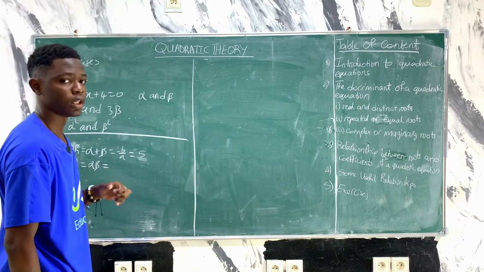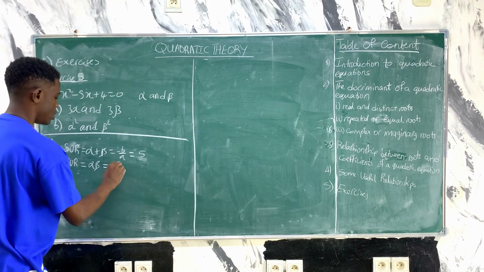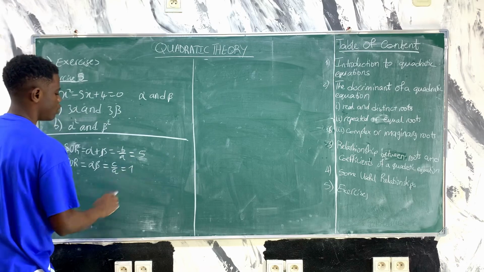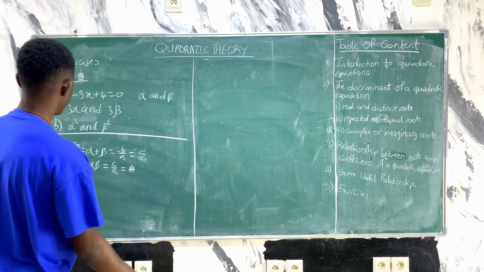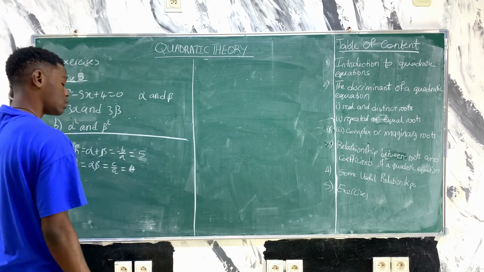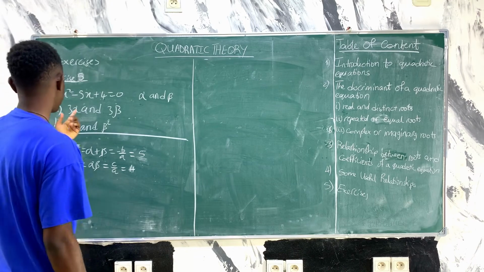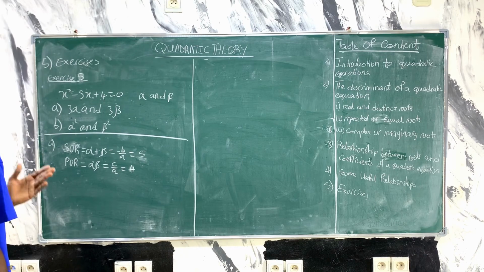Alpha beta is equal to c over a, actually. So c over a is 4 over 1, which is 4. So, when you have these two, then you can proceed with what was given to you. What was given to you is 3 alpha.